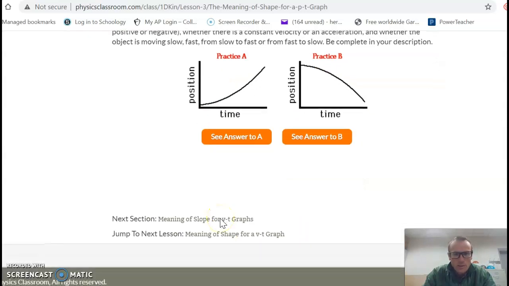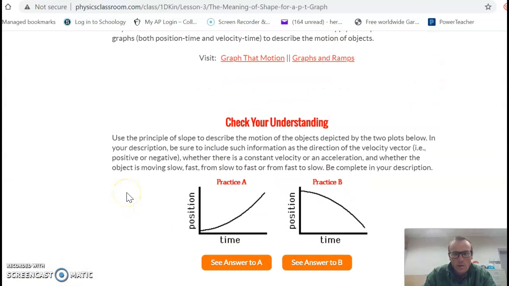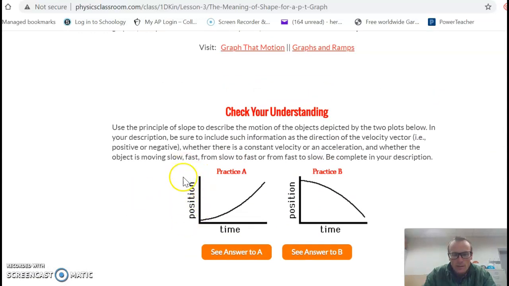I think that's a good place to stop. In the next video, we're going to start putting velocity on the y-axis and see what happens then.